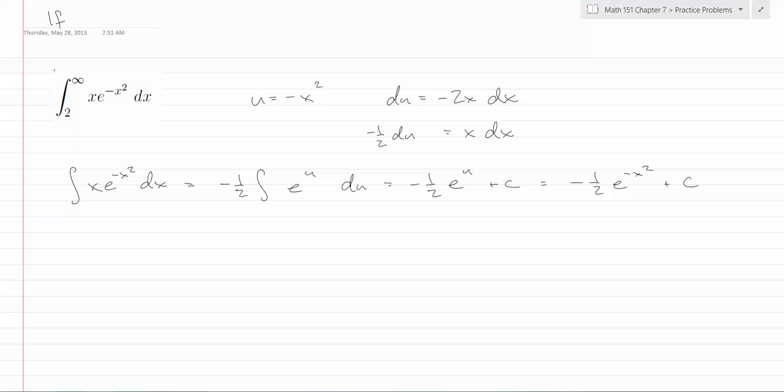Now, we're actually trying to integrate this thing from 2 to infinity. So really what we ought to be doing is taking the limit as b goes to infinity of the integral from 2 to b, x e to the minus x squared dx, which we just figured out the antiderivative of. It's minus 1/2 e to the minus x squared. So we'd want to evaluate that between 2 and b.